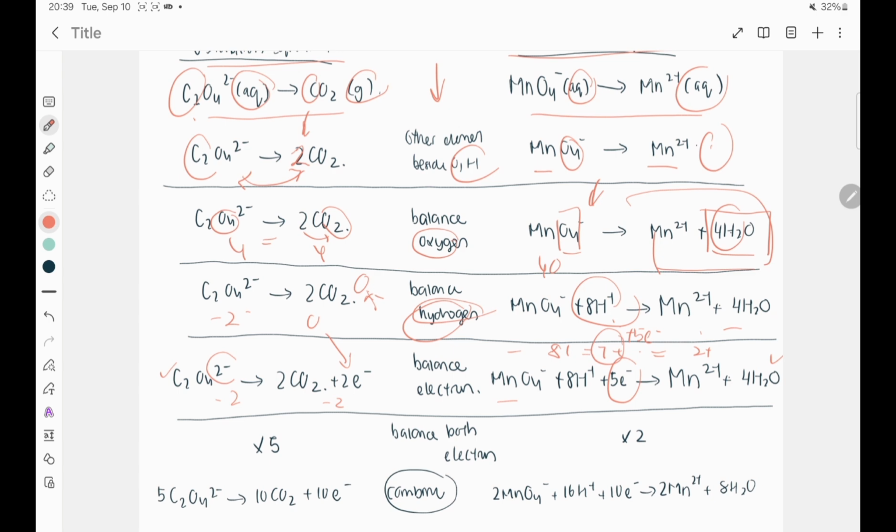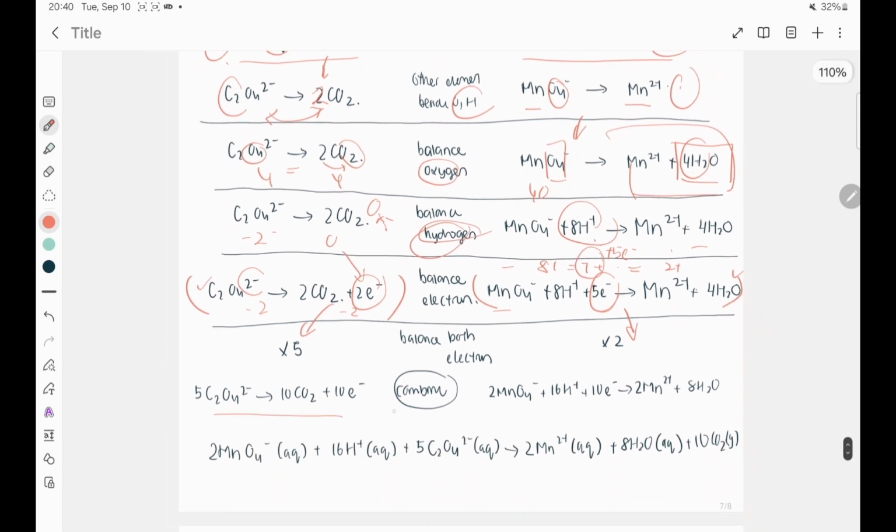But when we want to combine them, their electrons should be the same. Over here 2 electrons, over here 5 electrons. So we need to times by 5, and here need to times by 2 for the whole equation, so that it will be the same. After we do that, you will get the final equation, and then you can just combine it, and you will get this answer.